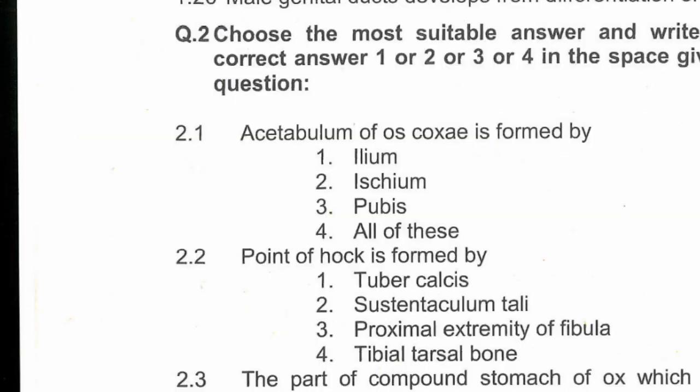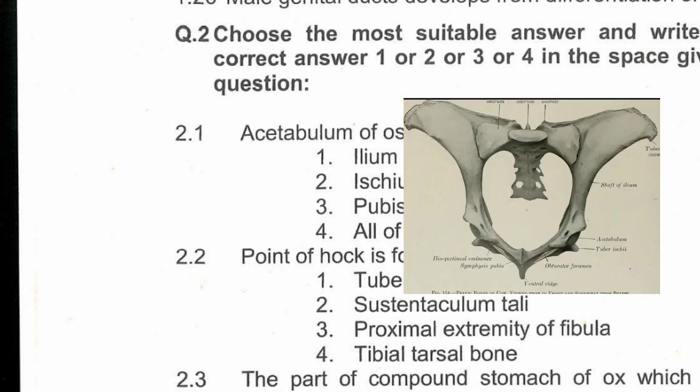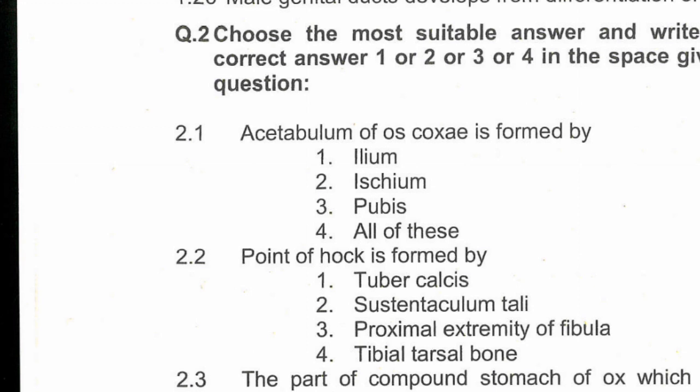Now let's solve the MCQs. So the first question is: acetabulum of os coxae is formed by. Options are ilium, ischium, pubis and all of these. So the answer is all of these. Second question is: point of hock is formed by. The options are tuberculosis, sustentaculum tali, proximal extremity of fibula, tibial tarsal bone.